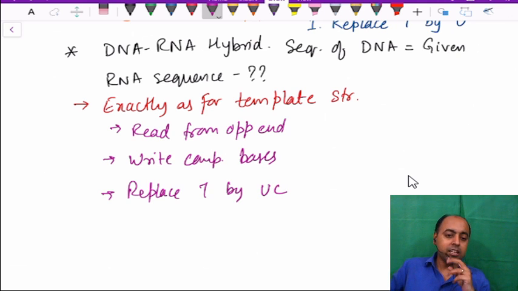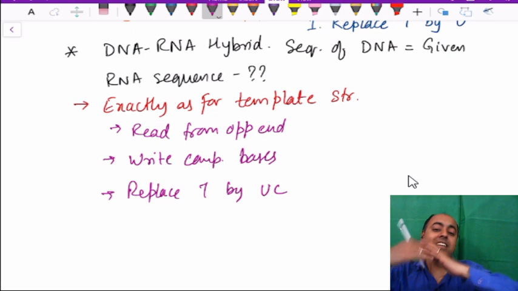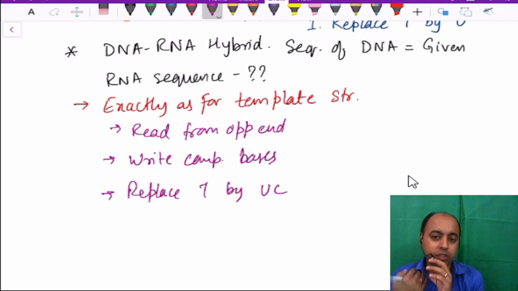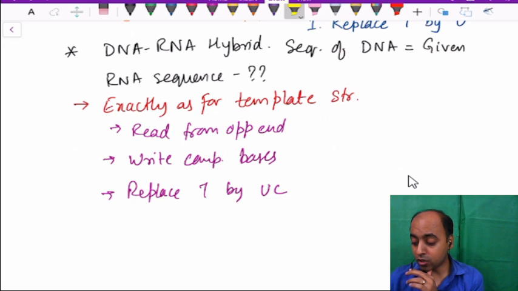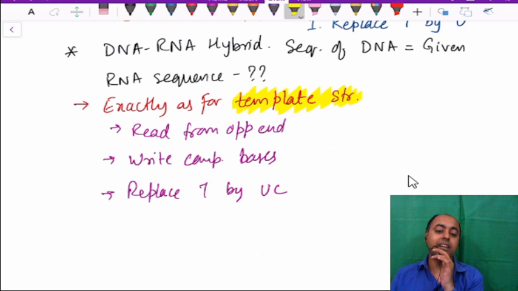Remember, the DNA-RNA hybrid means we are talking about the template strand where the RNA is attached during transcription. Obviously, during transcription, the RNA will be attached to the DNA and it will appear as the DNA-RNA hybrid. So DNA-RNA hybrid implies we are talking about the template strand. So don't get trapped in this question. Whenever it says DNA-RNA hybrid, we are actually talking about the template strand, and you have to follow the rules as we have described for the template strand.